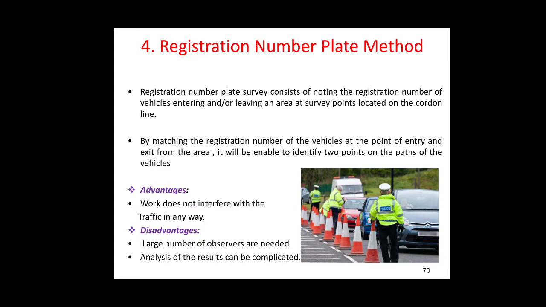Next method is the registration number plate method. Here the registration number plate survey consists of noting the registration number of the vehicles entering and leaving an area at the survey points located on the control line. By matching the registration numbers of the vehicles at the point of entry and exit of that area, it will be easy to identify the two points on the path of the vehicle.